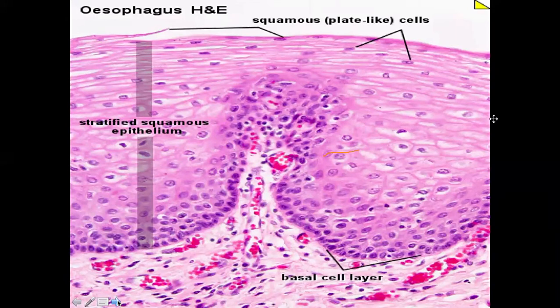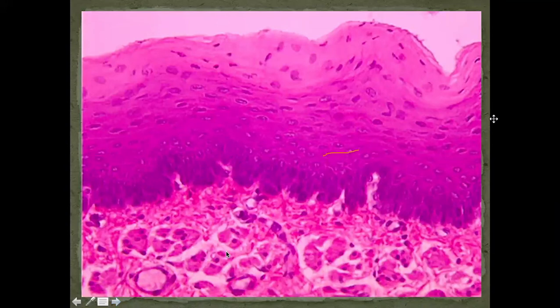So again, this is an example of stratified squamous epithelium, the whole thing. Look at the shape of the cell on the apical surface. Since this is flat, they are plate-like or squamous-like. It's called stratified squamous.